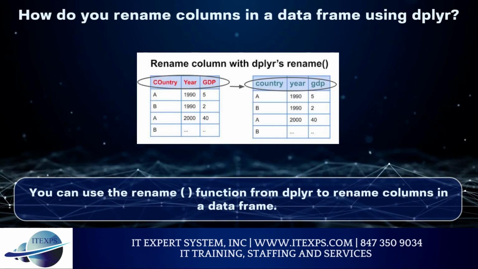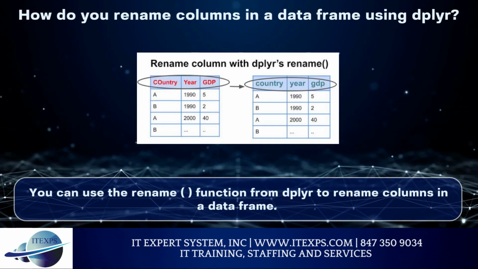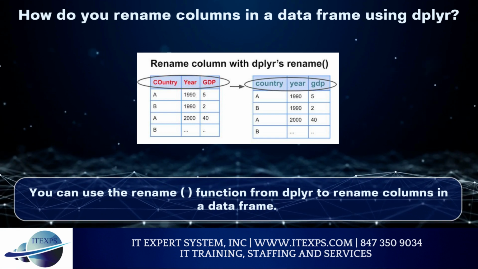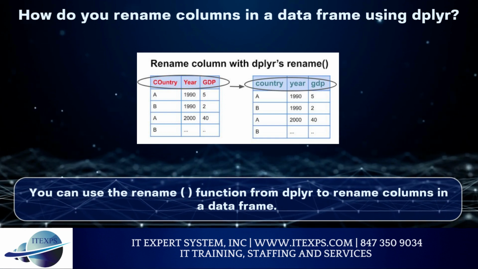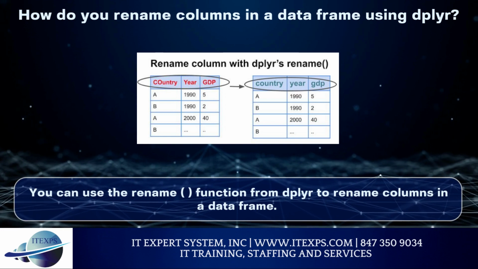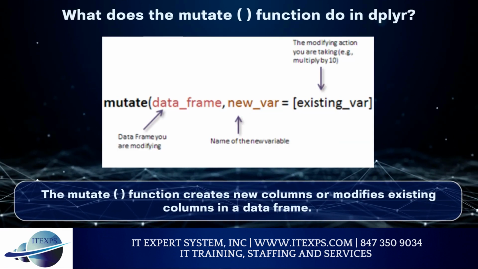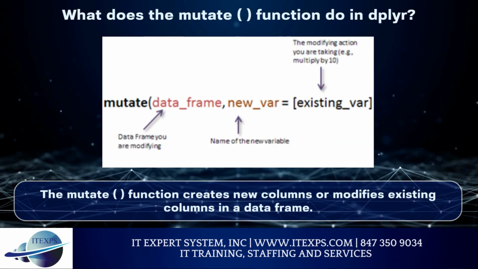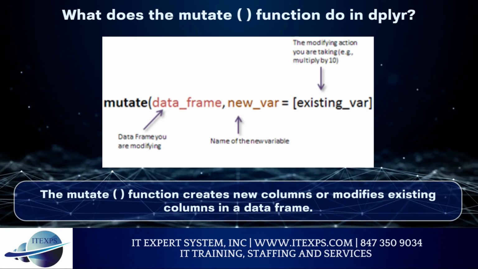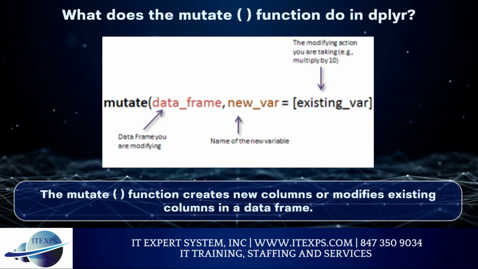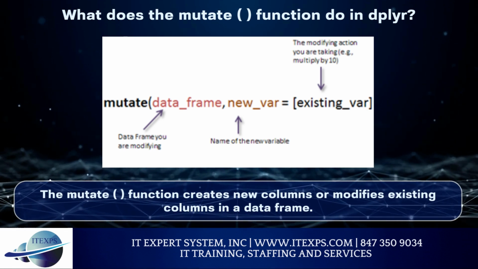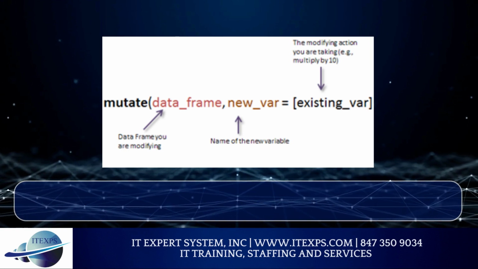How do you rename columns in a data frame using dplyr? You can use the rename function from dplyr to rename columns in a data frame. What does the mutate function do in dplyr? The mutate function creates new columns or modifies existing columns in a data frame.